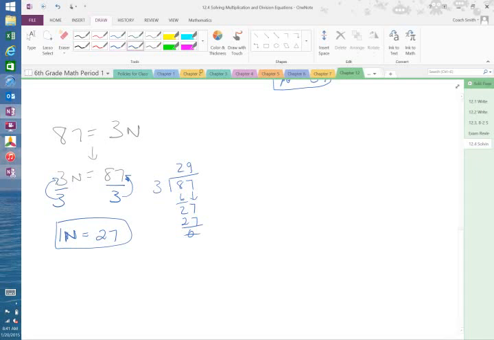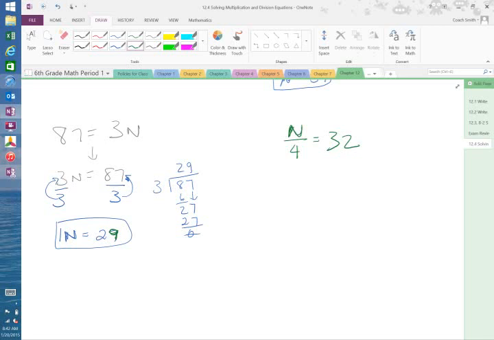All right, let's look at another division one. N over 4 equals 32. N over 4 equals 32. Oh, yes, thank you. I don't know why I put 27. I was thinking of that 27 right there. All right, so n over 4 equals 32.